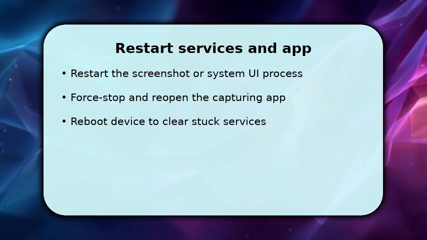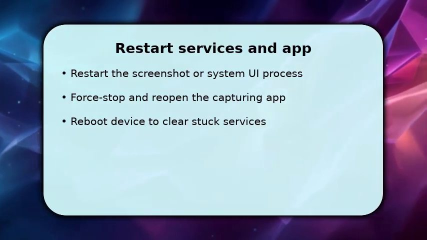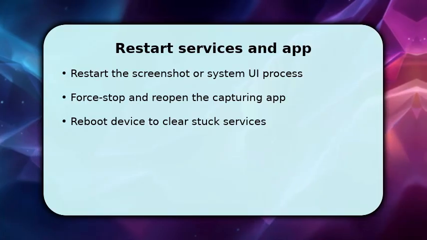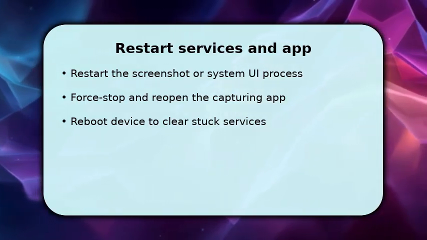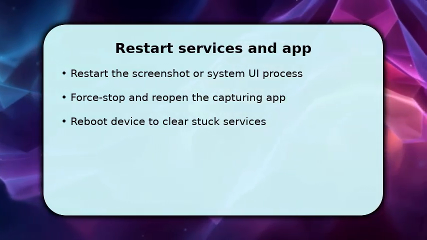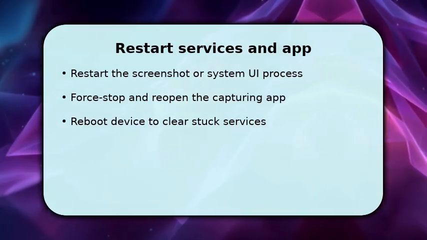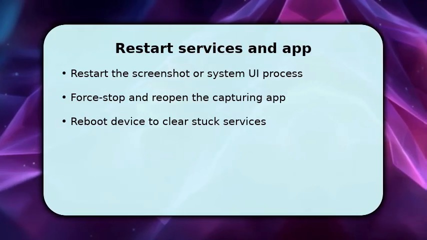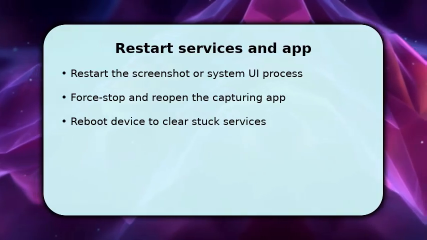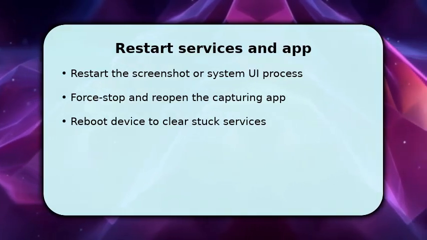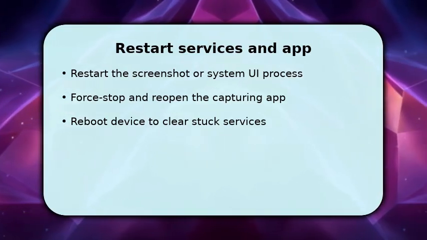Next, you'll reset the services that handle captures, because background processes can hang and block saves. Open your app manager, find the System UI or Screenshot helper, force stop it, then reopen or trigger a new screenshot to restart the service. If you use a third-party screenshot app, clear cache or force stop that app too. Once you've done that, perform a quick reboot to fully clear locked file handles and background conflicts. This often fixes intermittent failures without deeper troubleshooting.